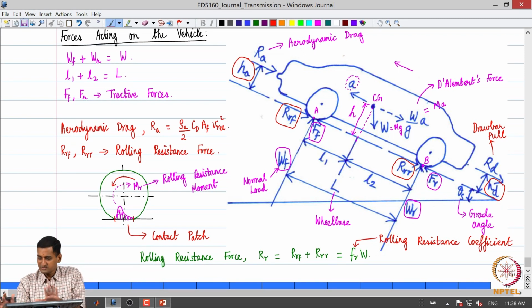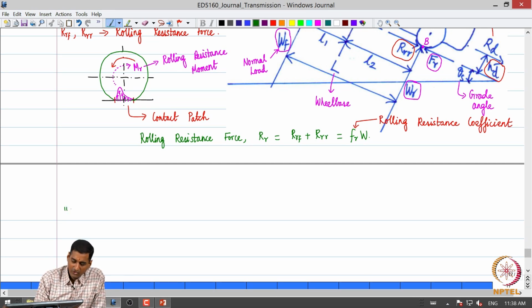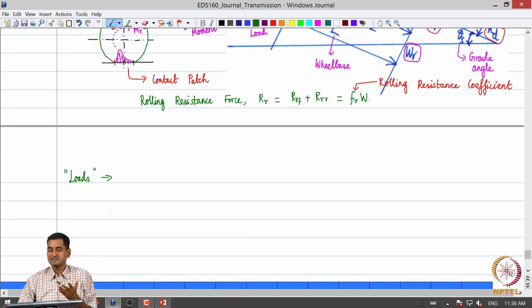So this is the background. So these are all the different forces, their physics and also the way they are expressed, okay. So we are going to use these in our calculations. So if we look at what are all the loads that act on the vehicle during traction, these are some terms that we would encounter when we do this analysis.